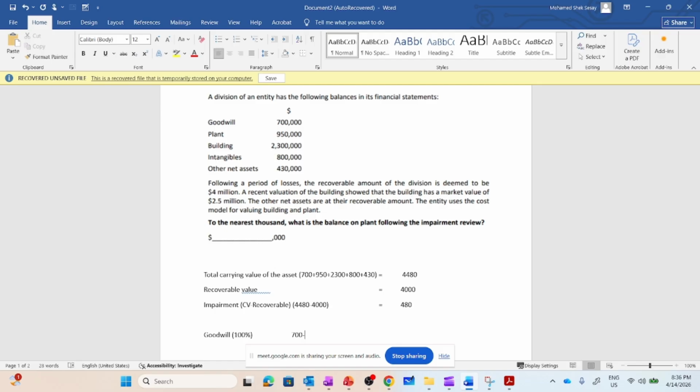Are you with me? Yes, sir. So now we need to take off the impairment from the goodwill. The goodwill is 700 and the impairment is 480. So minus 480. In other words, the goodwill has fully utilized the whole of the impairment.